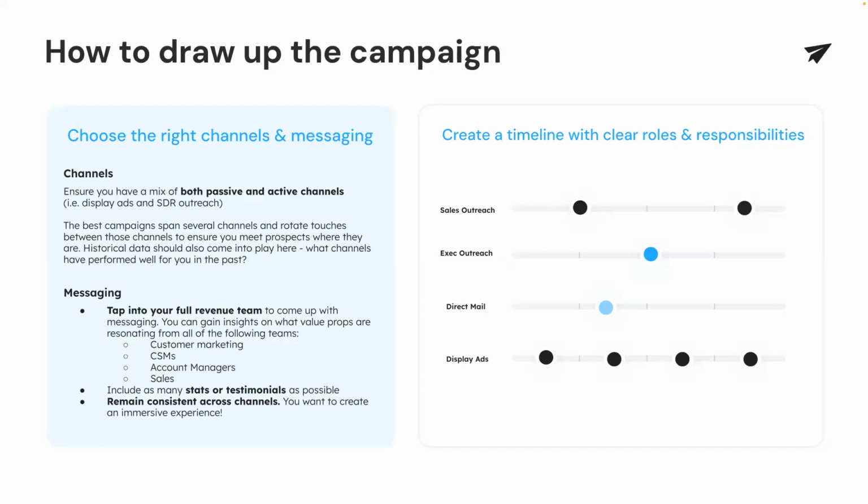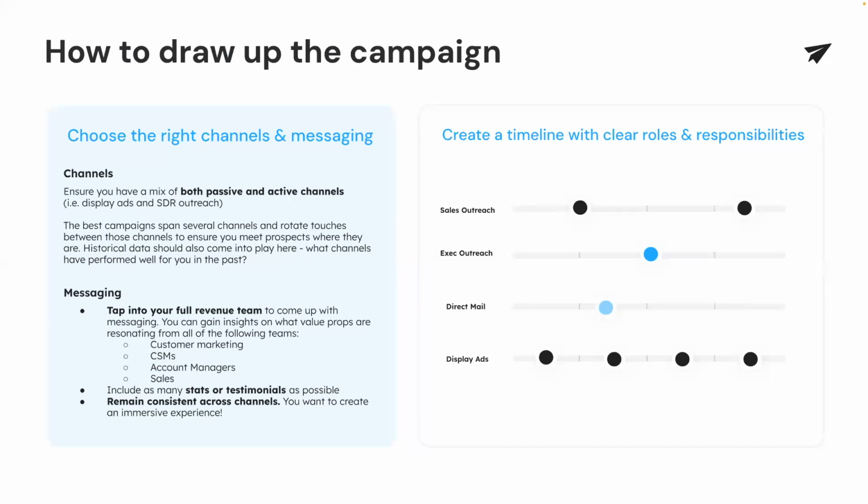And the best campaigns really span several channels, and they rotate touches between those channels, ensuring that you are meeting prospects where they are. You should also take into account historical data in your industry and your buyer persona, right? So you might have data that certain channels work better with your persona or industry specifically. Maybe they're on LinkedIn, maybe they're reading certain newsletters. So you should take that into account when you're planning out your channels.